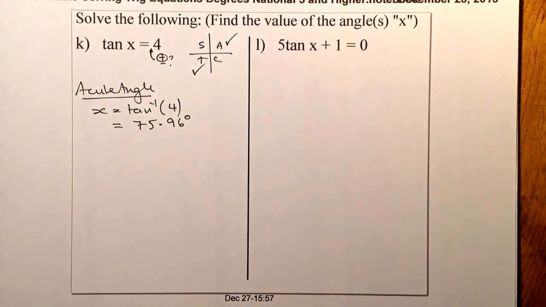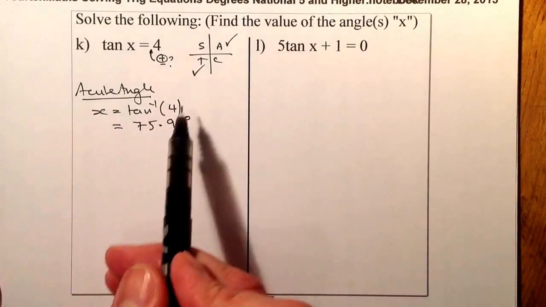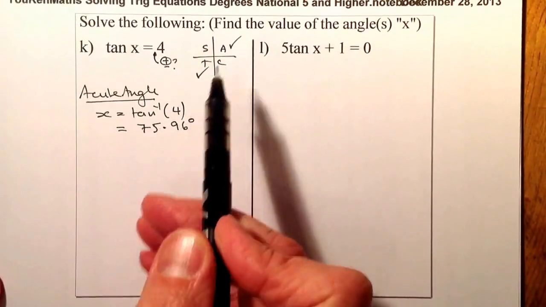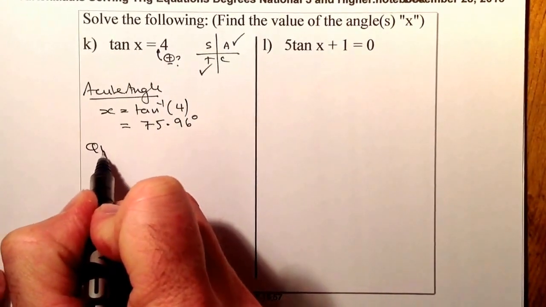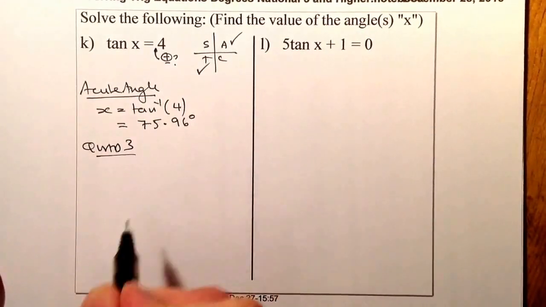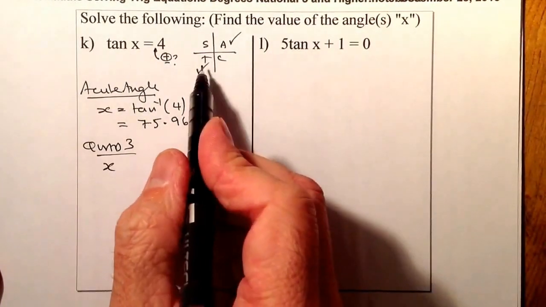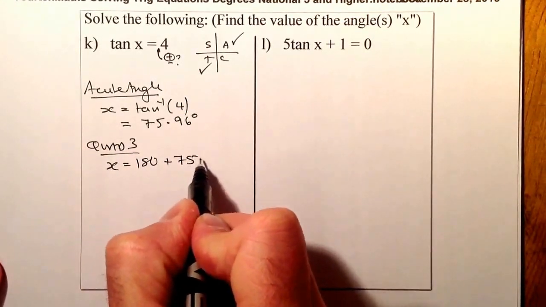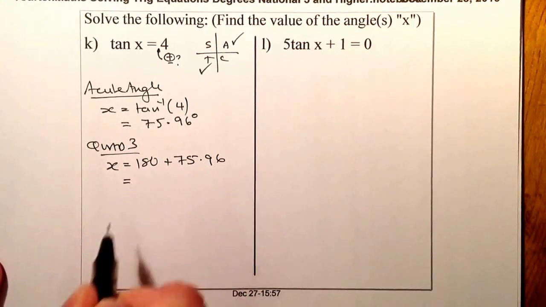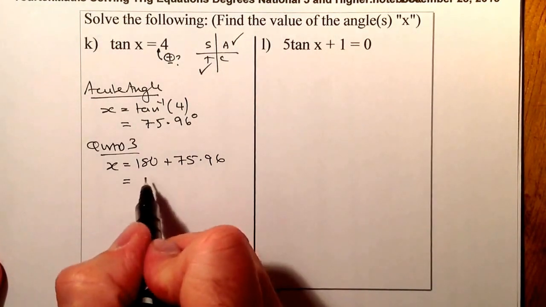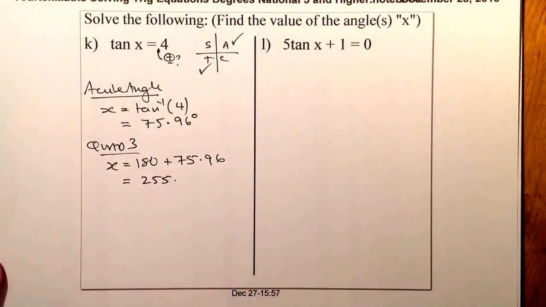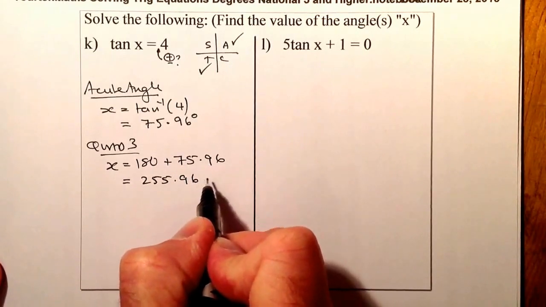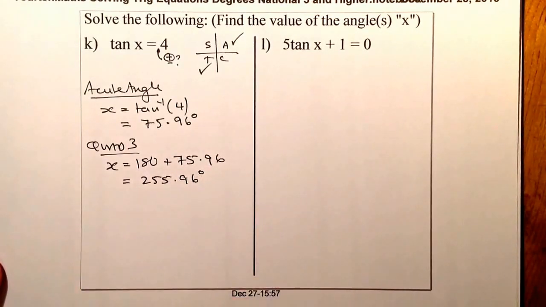Okay, so let's find our other solution here. That would be our quadrant 1 solution. So let's go for quadrant 3 now. When we're working in quadrant 3, remember it's 180 plus the angle. And what we get there is 255.96 degrees. So that would be our 2 solutions that we're going to come up with.